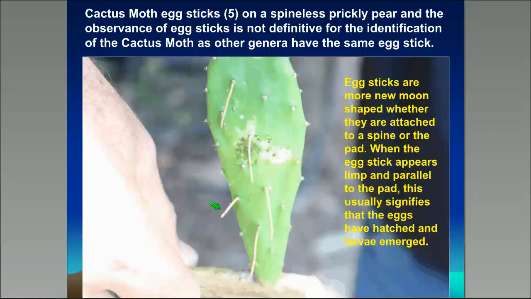Now, notice on the image here where I have the arrow, when the eggs have not hatched, usually the egg stick is very rigid, but as the eggs hatch out and they become older and weathering, they fall parallel or flat against the prickly pear pad. And by seeing that look, as we see down here, you know that the eggs have hatched and the larvae have emerged.